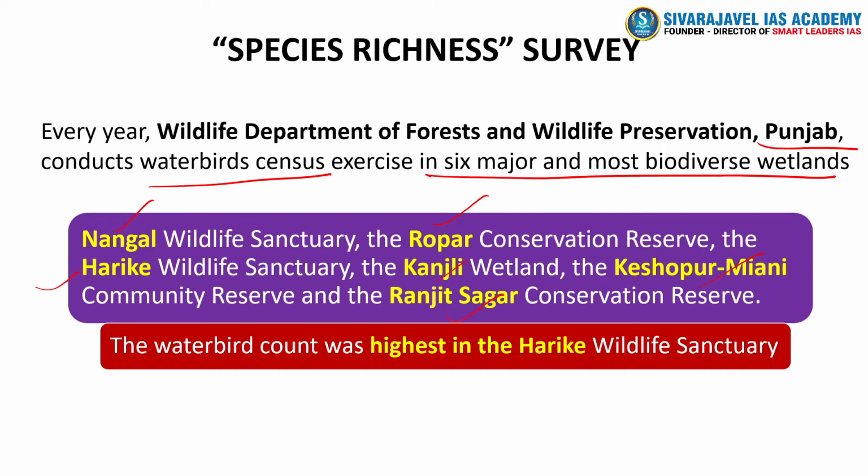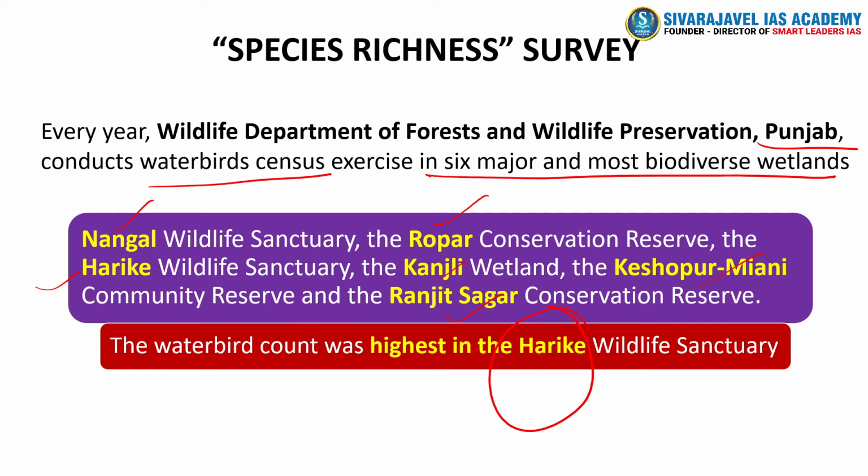So your work is to find out which particular state each of these belongs to, the Nangal Wildlife Sanctuary, the Roper and all these, and put it in the comments. And in the water bird census, it was found that the highest water bird count was in the Harike Wildlife Sanctuary. And it is in the news because the census could not be done this year because of dense fog conditions. So instead, they did something else called a species richness survey.